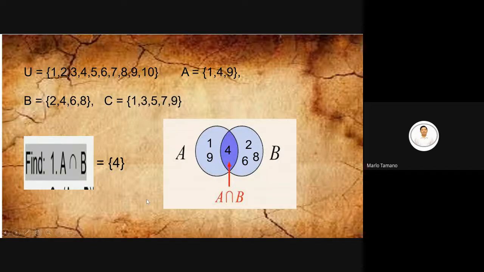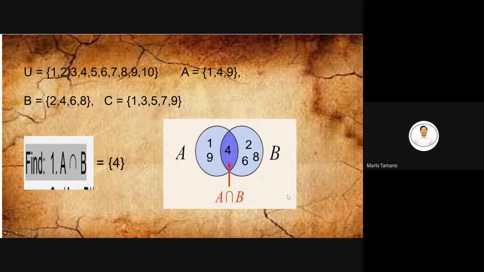Look at the Venn diagram. Set A has 1, 4, 9 as elements. Set B has 2, 4, 6, 8 as elements. And of course, the symbol A intersection B. Don't forget to shade the intersection. So yung region na intersection wherein the 4 is to be seen, isi-shade nyo po yung 4. Yun po yung kanilang intersection.